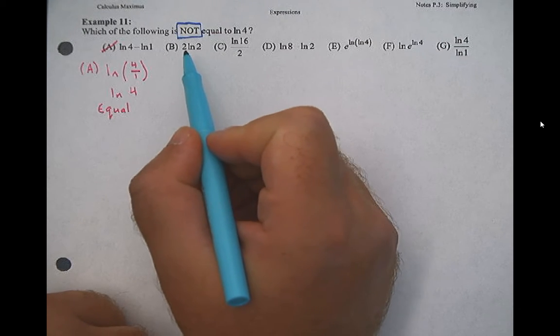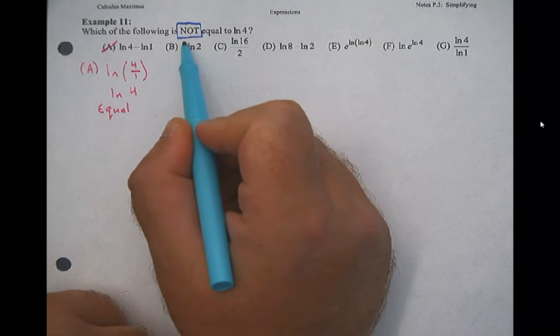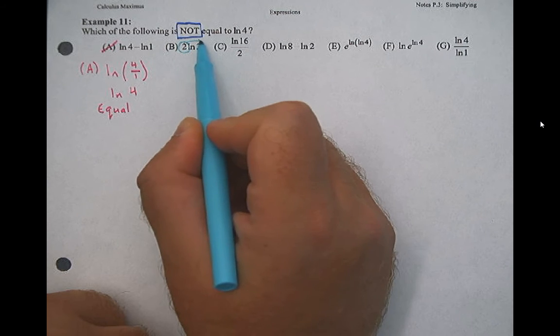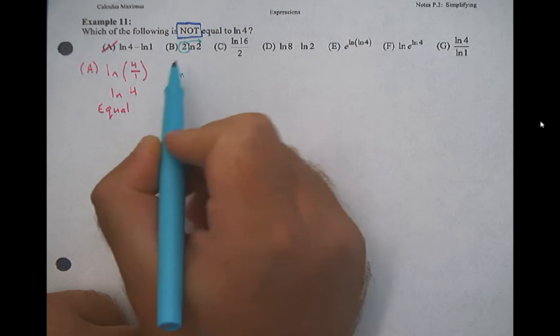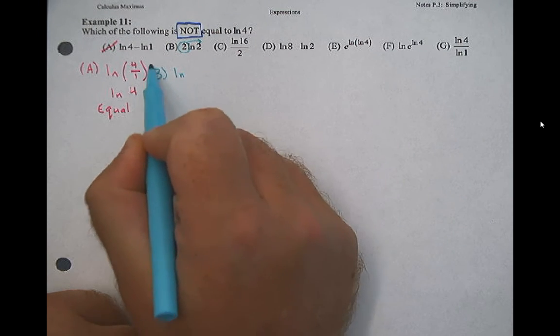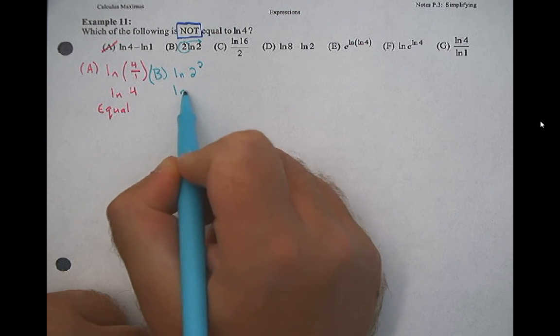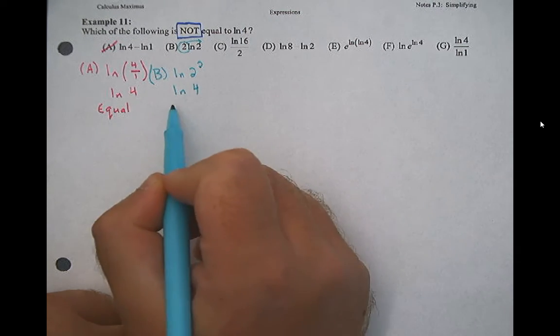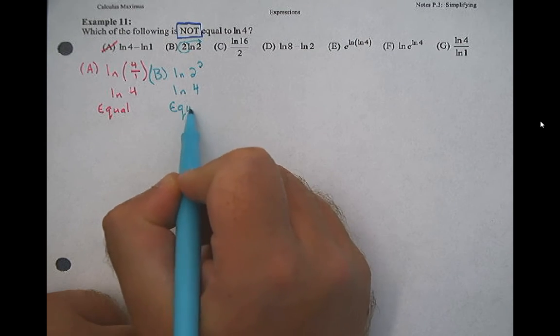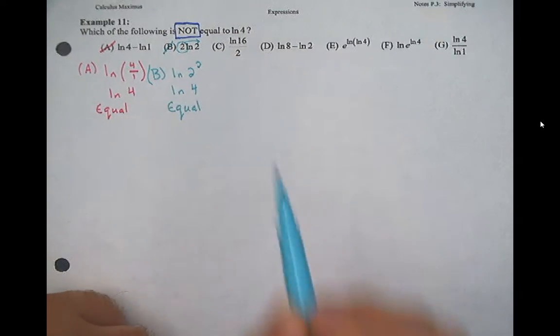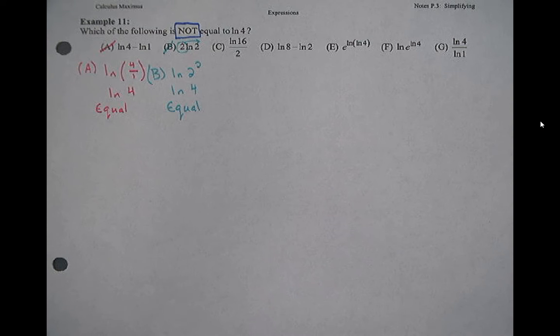Okay, so hopefully you saw that you got a 2 in front of the natural log. That means I can take this and bump it up to the top, and I would get natural log. So let me go B here. It would be natural log of 2 to the second. 2 to the second is 4. Natural log of 4 is equal. So I can eliminate that one. We want to find the one that is not equal to, or as many as we can that are not equal to.